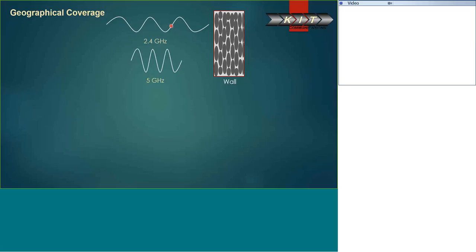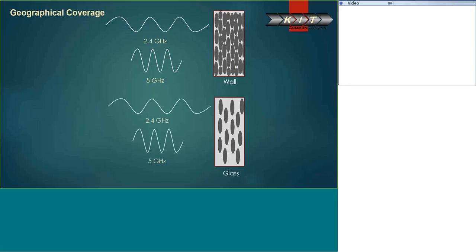And as this passes through, it's going to have less resistance, which means more of the signal is going to propagate through it versus the 5 gigahertz. And if we look at that compared to, say, glass, here we have the same two waves with a less dense wall. Obviously, for both of them, there's going to be less interference in the wave for it to pass through.